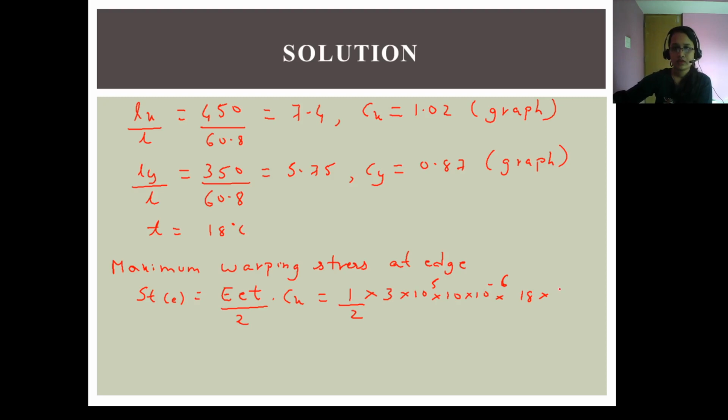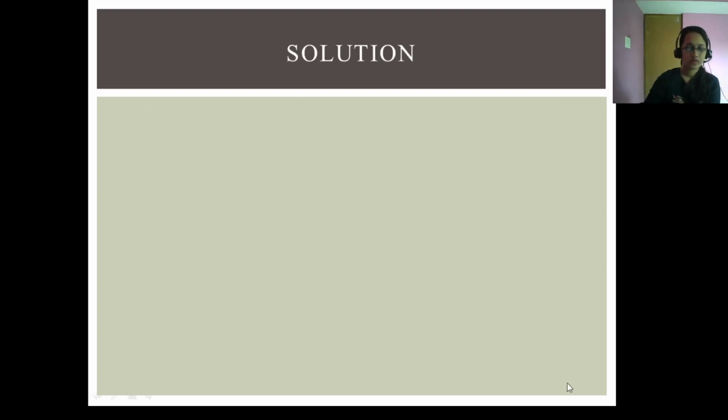1.02. So this will work out to be 27.54 kg per centimeter square. So this is the maximum warping stress at the edge. Next we need to find the frictional stress. So C will be your frictional stress.